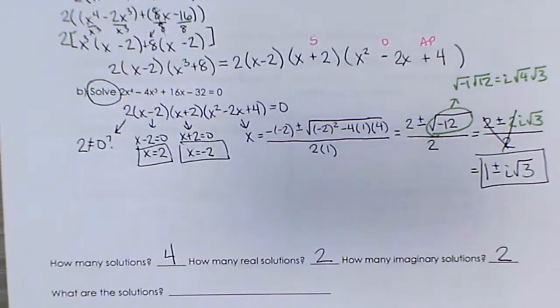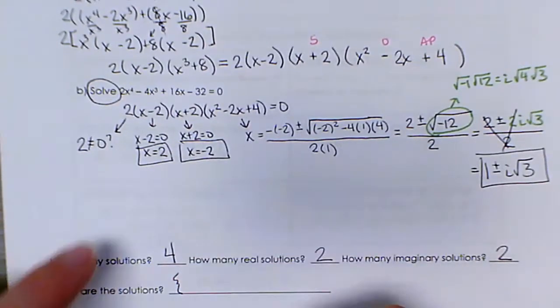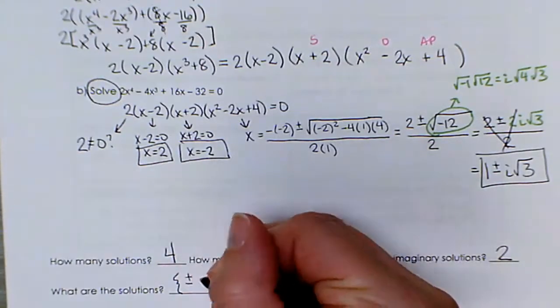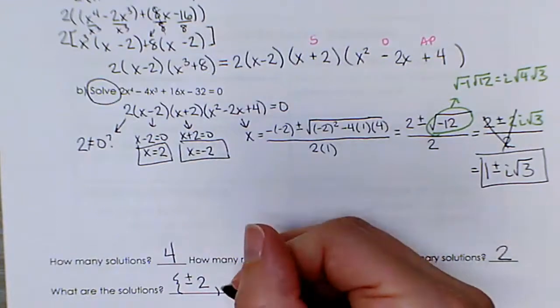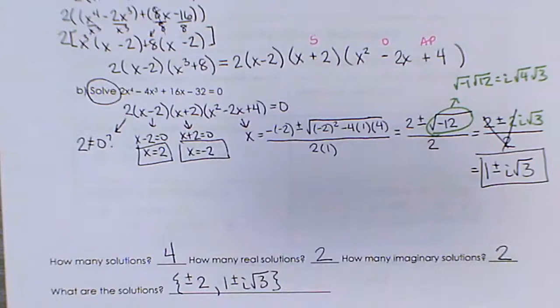What are the solutions? Well, it doesn't matter what order we list them in, but I'll list them as plus or minus 2, because a positive 2 and a negative 2 are both our solutions. And then 1 plus or minus i square roots of 3. So it's kind of a consolidated way of writing it. You're welcome to list out these as separate, positive 2 and negative 2, and that's okay. But you could also write it like this.